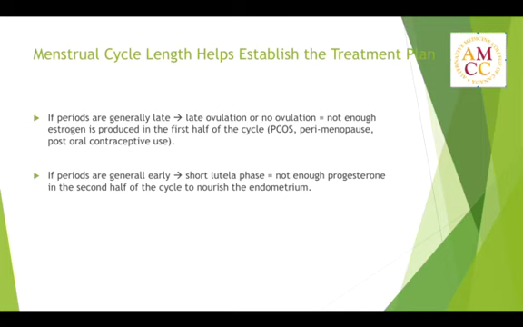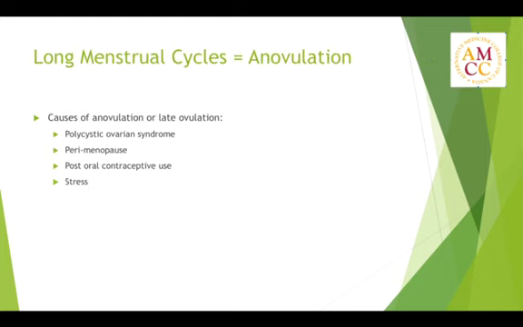It's not that simple, but it's a crude picture. Now, if periods are generally early, it means what we call a short luteal phase, meaning the person has ovulated, but there's not enough progesterone produced by the corpus luteum to maintain the endometrium. So after a few days of that, the period starts happening. Of course, you're looking for signs of ovulation for both to know if ovulation is taking place.